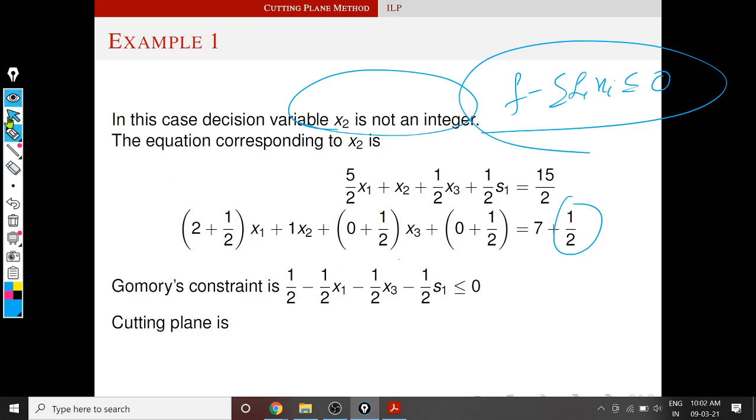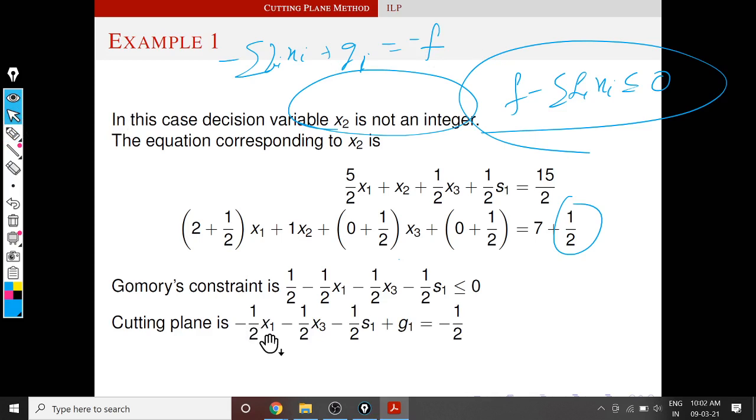Okay, so what is the cutting plane? The cutting plane is minus sigma fi xi plus a slack variable g1 is equal to minus f. This is the cutting plane. So the cutting plane corresponding to this is minus fi xi, this portion, plus a slack variable denoted by g1, is equal to minus f, that is 1 by 2. So this is the cutting plane. Next we plug in this constraint to our LPP, then again we optimize the table.